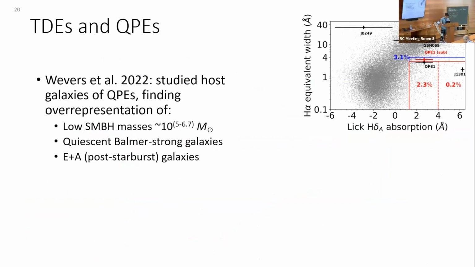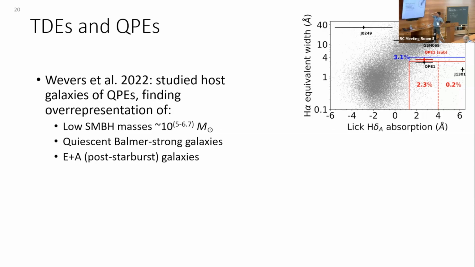Okay. So a study of the host galaxies of QPEs was led by Thomas Weavers in 2022, and DJ was also on that paper, so direct your questions about this to him. They found an overrepresentation of particularly rare types of galaxies that are also associated with the host galaxies of TDEs. Like I mentioned earlier, the M-sigma masses find that these host galaxies are on the low end of supermassive black hole mass.